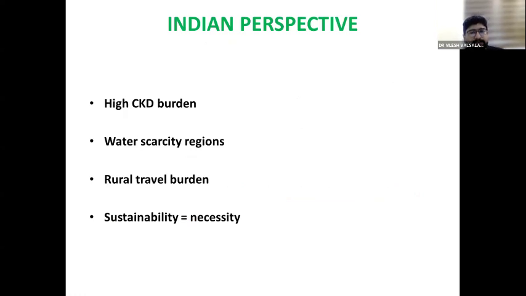From the Indian perspective, we have a very high CKD burden. We definitely have water scarcity regions, and the rural travel burden is very high. Patients have to travel long distances to reach the dialysis unit. Therefore, sustainability is a necessity. We need a program by which we can balance it out. We are not saying that we cannot dialyze a patient because it is generating carbon emission. We are trying to see how, as health workers in a dialysis unit, we can bring down this carbon emission by doing some simple things. That is what we are going to look into.